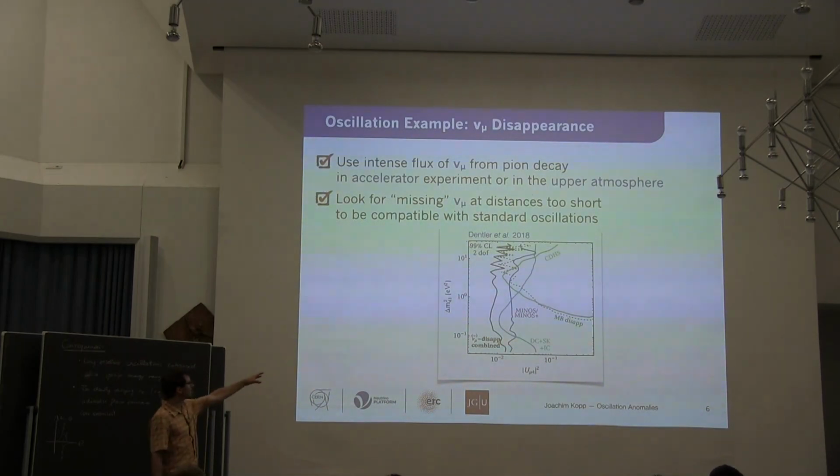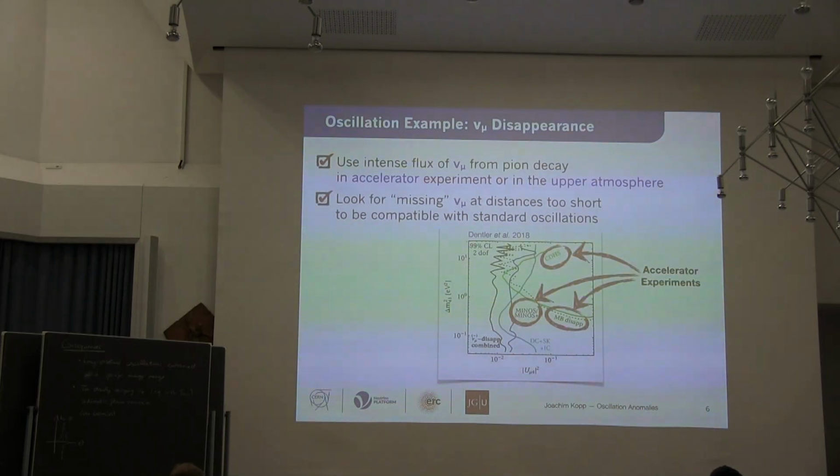And what you can roughly see is that these limits are somewhere on the order of |U|^2 of 10^-2, so that corresponds to mixing angles of 0.1, which means that essentially a 10% mixing between active neutrinos and sterile neutrinos is perfectly allowed by the data.